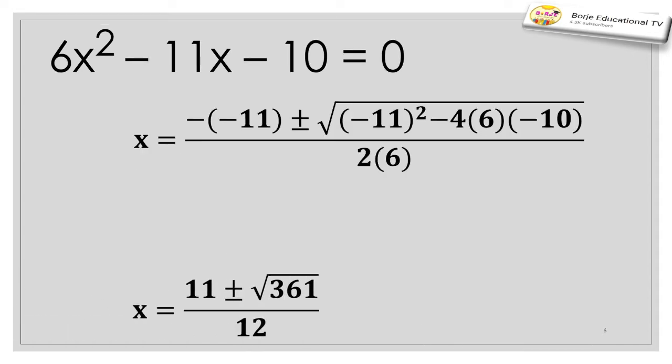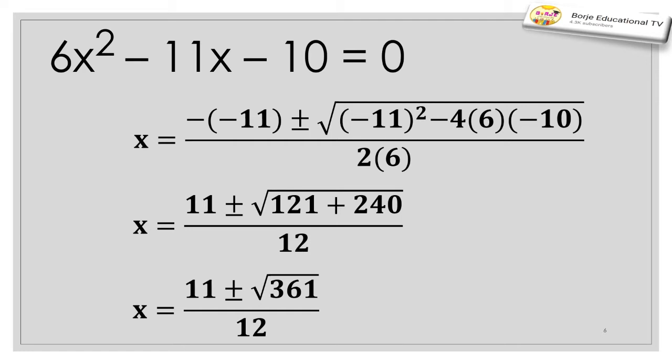Then we simplify. So we have x is equal to negative times negative 11 is equal to positive 11. Then positive and negative, the square root of the square of negative 11 is equal to 121. And the product of negative 4, 6, and negative 10 gives us 240. And for the denominator, we have the product of 2 and 6, which is equal to 12.